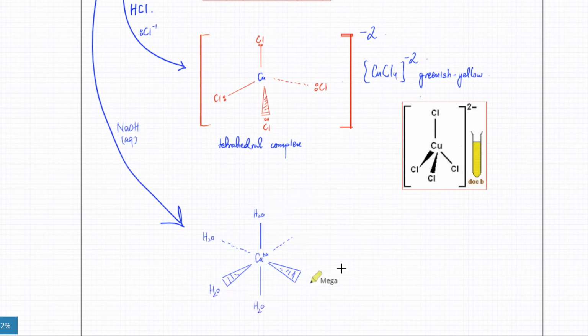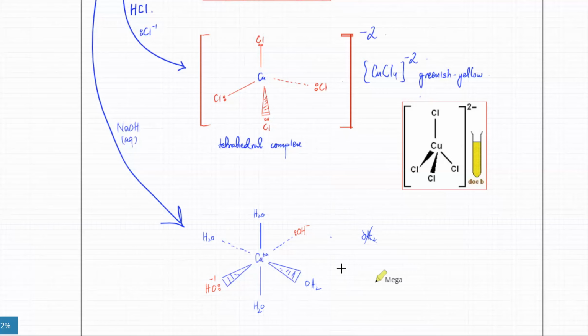So let's say initially they are just water molecules with lone pairs. And slowly those water molecules get knocked out and they get replaced by these incoming OH ions coming from NaOH. So an OH ion comes in, this water molecule gets knocked out, gets replaced by OH -1, and this is formed.